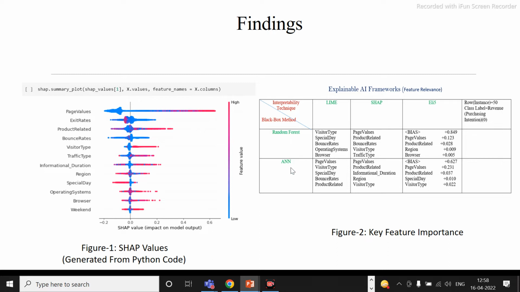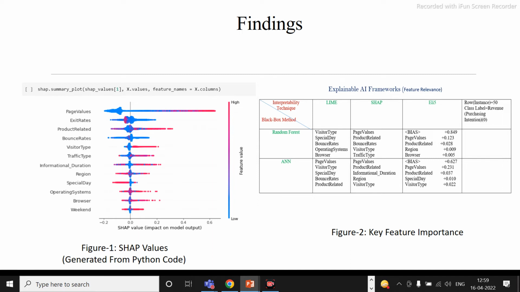I have tried to pick the five different features which are very important for a customer, let's say visitor number 50. These are the factors for visitor number 50. They are showing no purchasing intention, and we are trying to measure why. For random forest the factors are visitor type, special day, bounce rate, operating system, and browser. Similarly for ANN, it is page value, bounce rate, product related. So these are some of the factors.